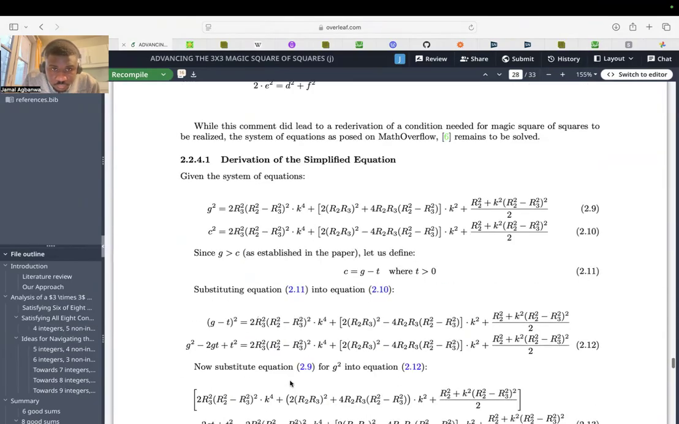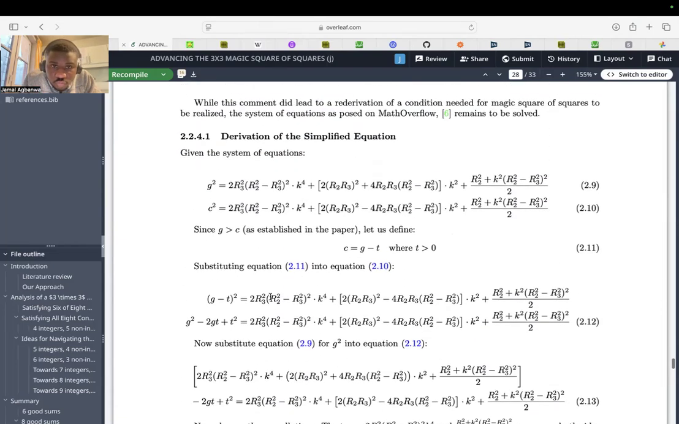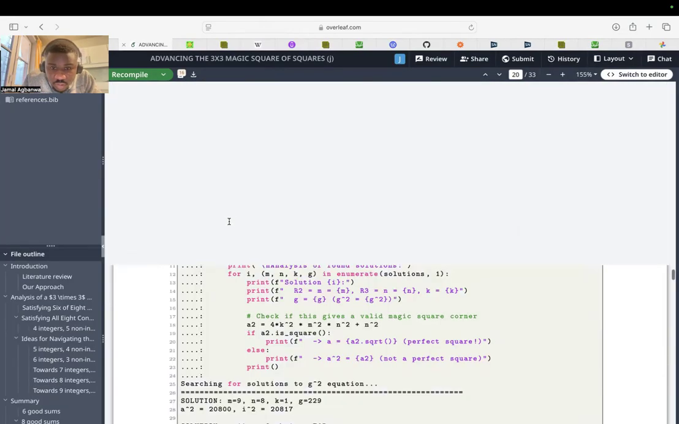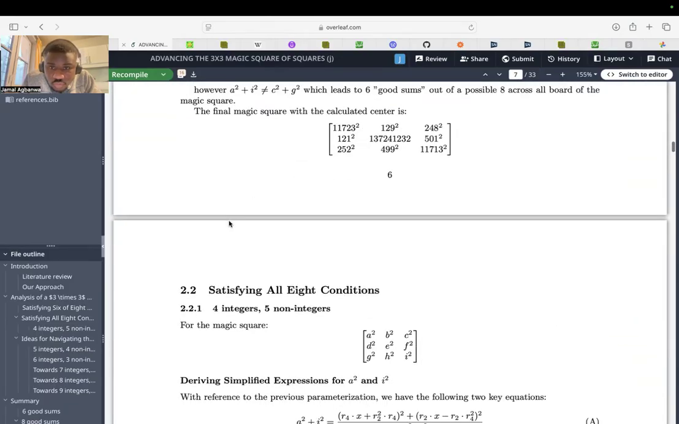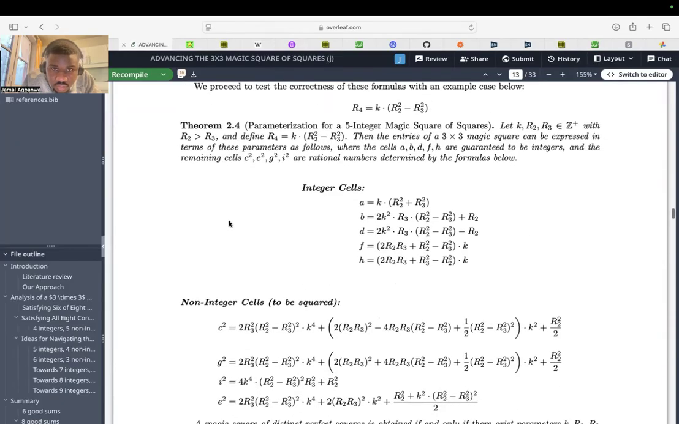So initially, since we already had a case where we had five integers and four non-integers, the idea was to solve two other equations simultaneously. So I decided to go after g squared and c squared. Let's go to page 13 to see what I'm talking about. I labeled that as theorem 2.4. So page 13. Yeah, this was the theorem I had regarding this.